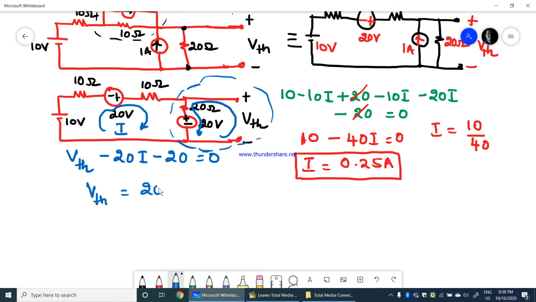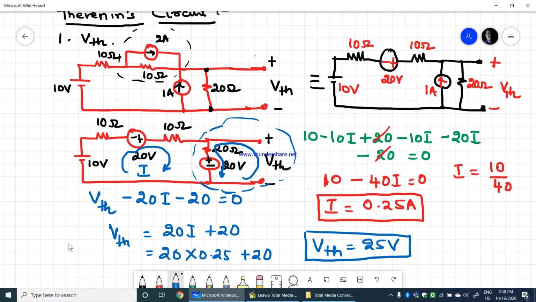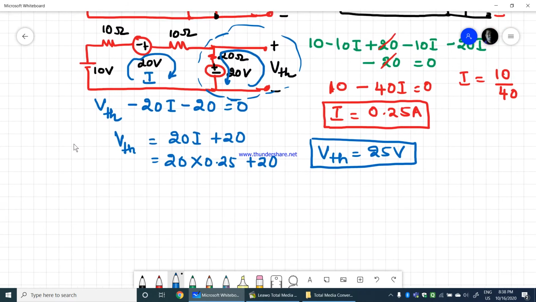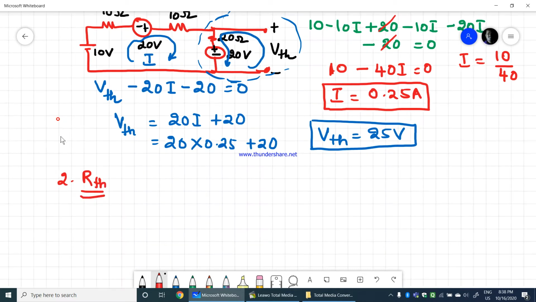So VTH would be equal to 20 into I plus 20, which is equal to 20 into 0.25 plus 20. I think this will give you VTH equal to 25 volts. So I hope I got the VTH now. The first job was VTH, we found it. The next step is to find out RTH.